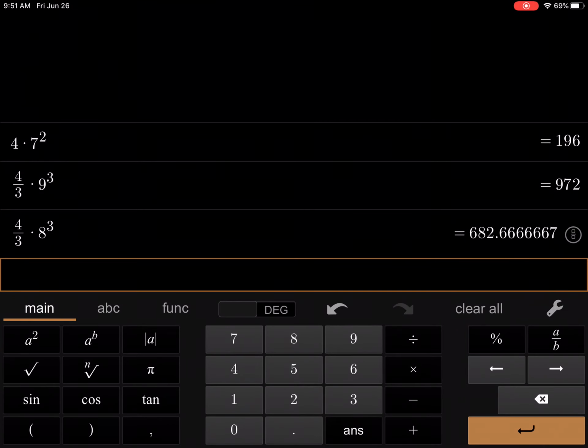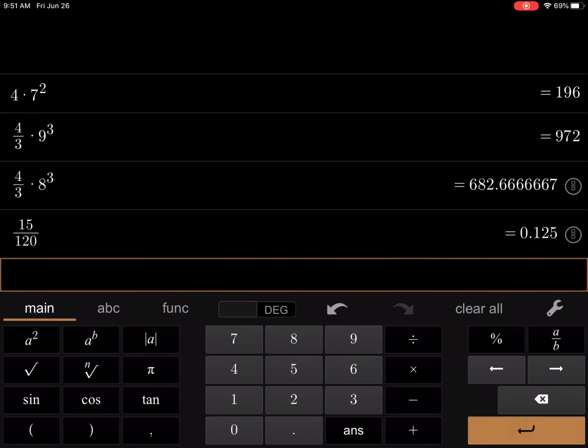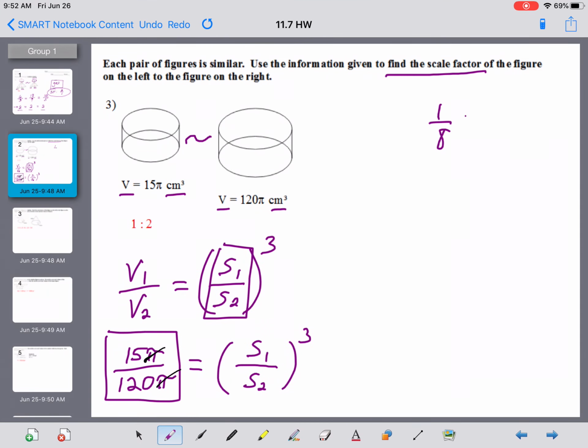So if we go to our calculator and just type in 15, this calculator isn't going to work real well for this, guys. It gave it to me as a decimal. But if I hit that little button right next to it, it simplifies that fraction to a 1/8. So where are we now, guys? That left side becomes a 1/8. And that 1/8 is equal to side 1 over side 2, and that whole quantity is going to get cubed.